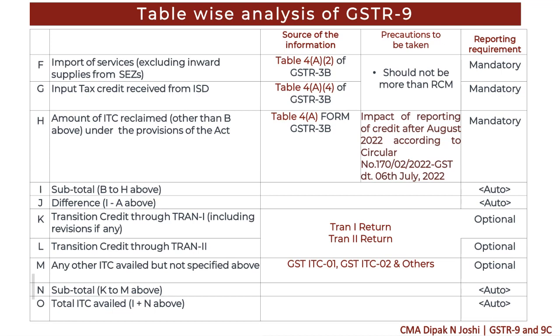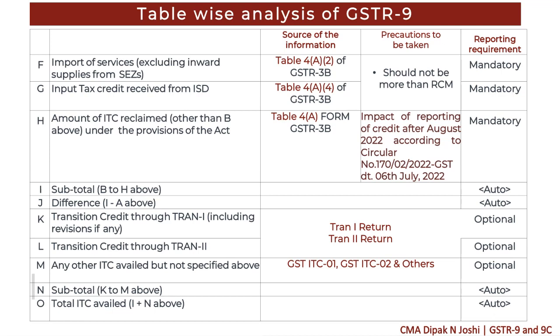So whenever you are reporting any information in table 6H, you should also take the cognizance of circular number 170/02/2022. Table 4K and 4L is regarding transitional credit. So it was having limited applicability of financial year 17-18, but post judgment of Supreme Court for financial year 2022-23 also it is having limited applicability. So in that case, you can take those figures from the Tran 1 return and you can appropriately report all those things in this table.